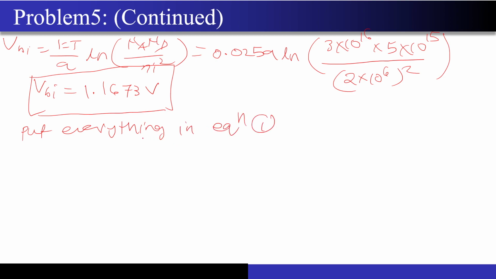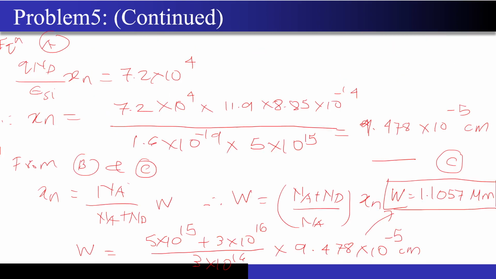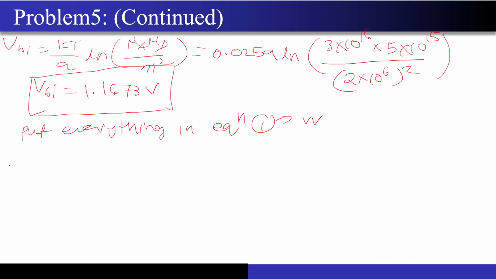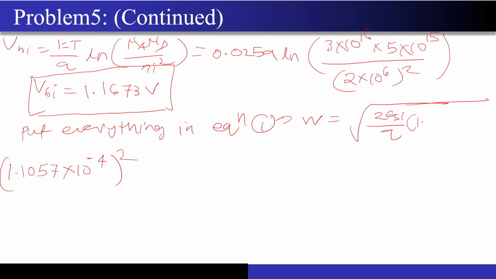So now let's try to substitute everything. This is the equation of the W. W I had found out already: 1.1057 micrometers. I have to convert 1.1057 micrometers into centimeters, and I will be taking the square. So let me write the equation over here again: 2 epsilon SI by Q times VBI plus VR into 1 upon NA plus 1 upon ND. This is what I have.